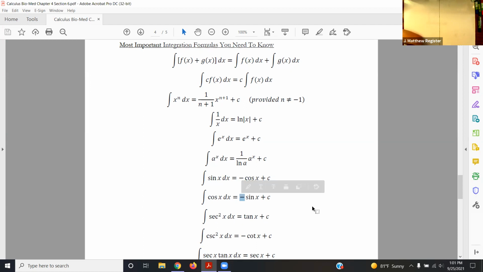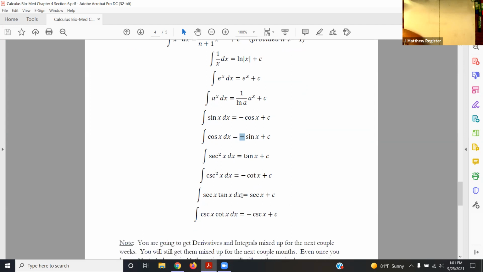That should be a positive sine, because the derivative of sine is positive cosine. So that should not be there. I believe the rest are correct, though. And so secant squared goes to tangent, cosecant squared goes to negative cotangent, secant tangent goes to secant, and cosecant cotangent goes to negative cosecant.